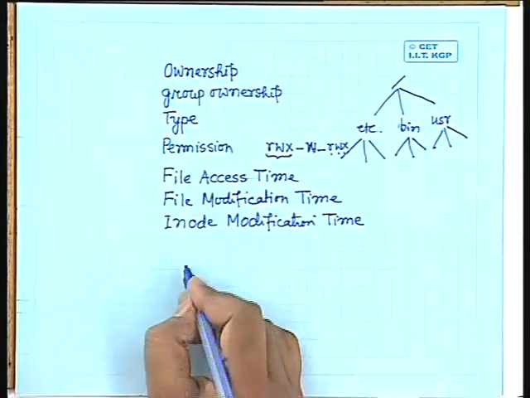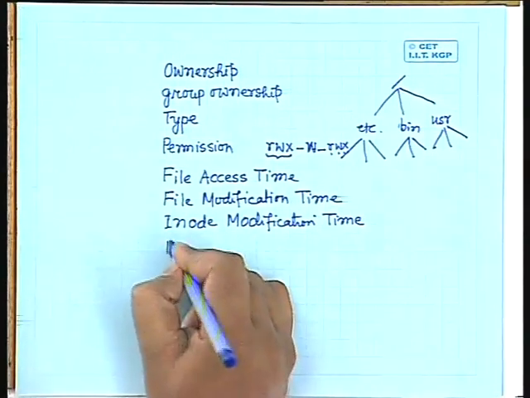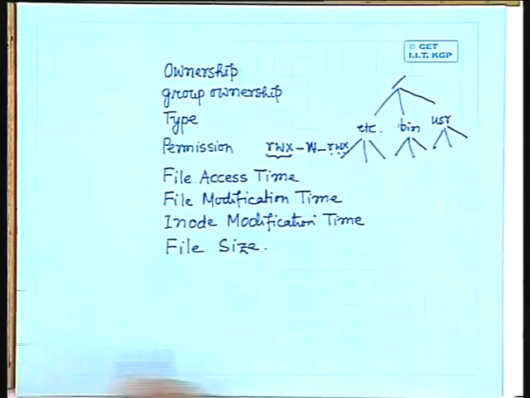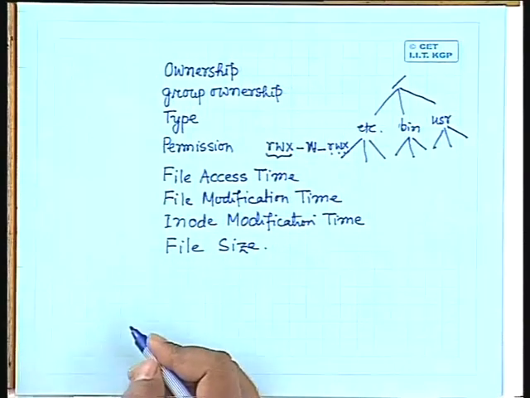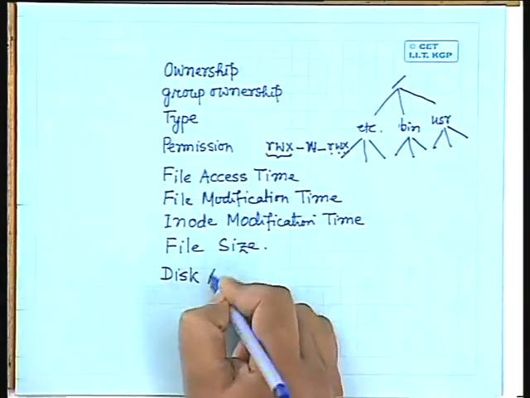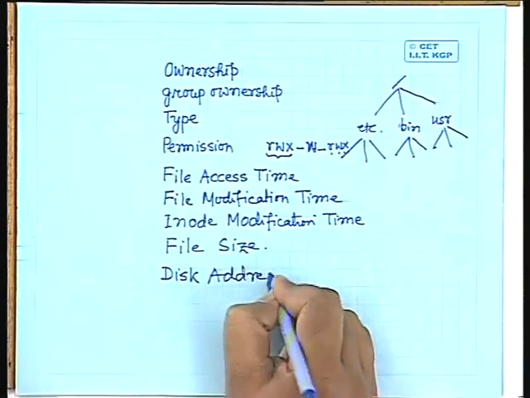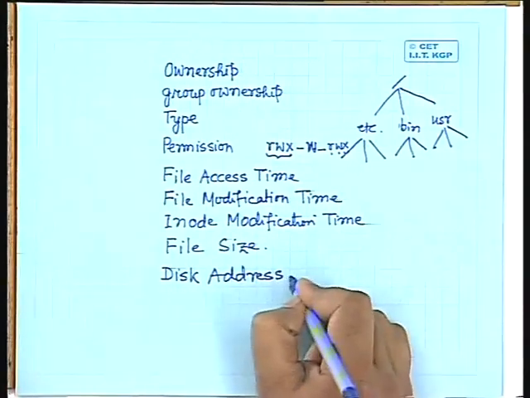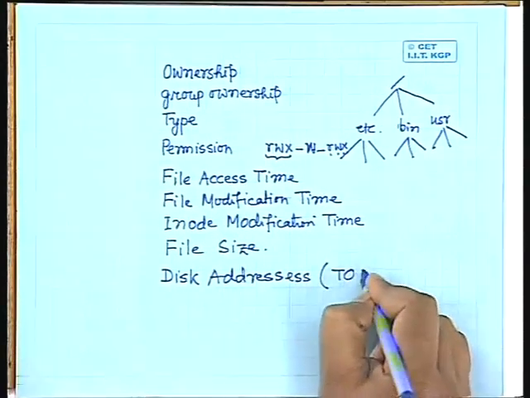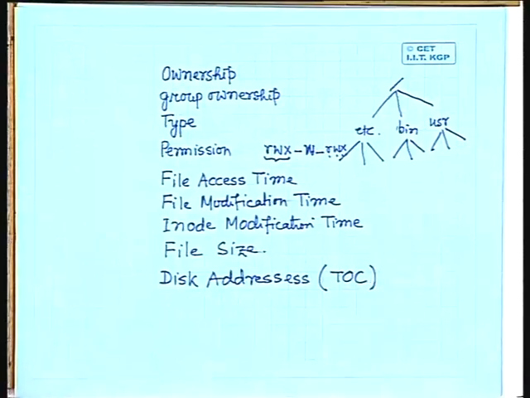Okay. Then another crucial piece of information that is of course needed is file size. What is the size of the file, or the size of the directory? How many bytes are needed for this file, or how many bytes are needed to store this directory? Okay. And the third one that comes is what we are talking about, the file map table or file allocation table. That is the disk addresses of different data blocks containing the file data. Okay. And this is what is normally referred to as TOC, or table of contents.